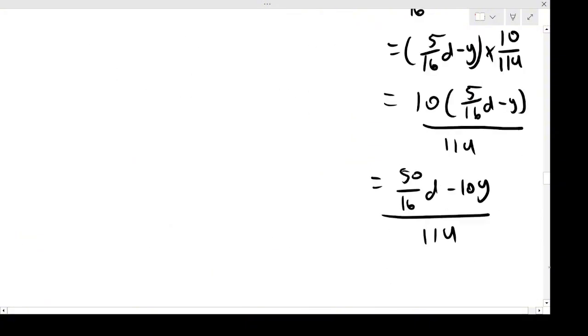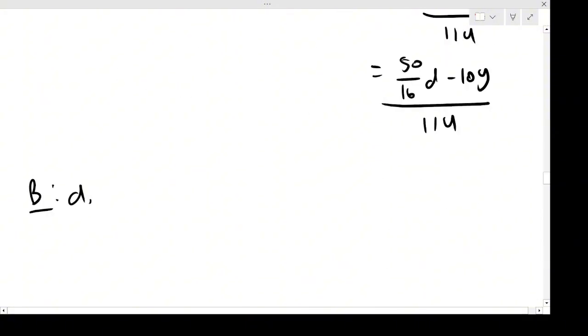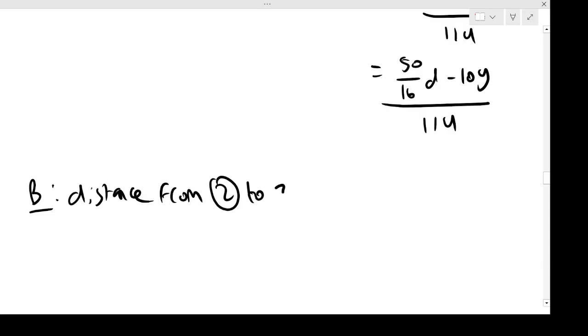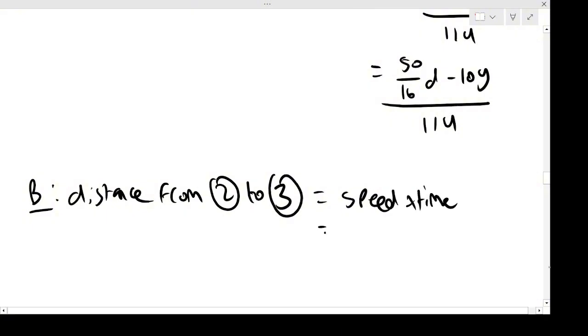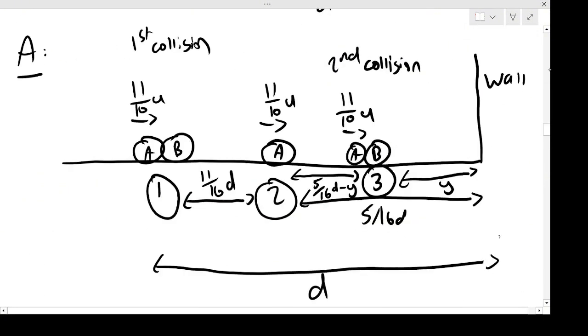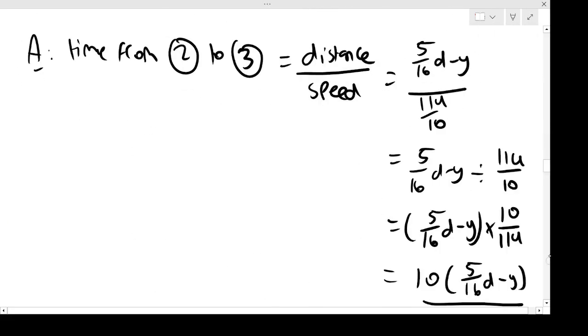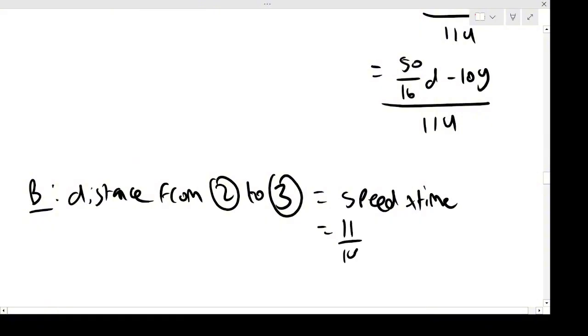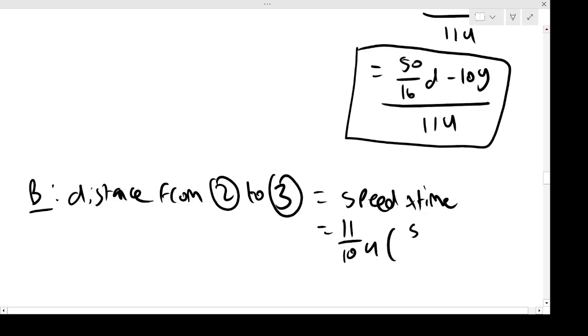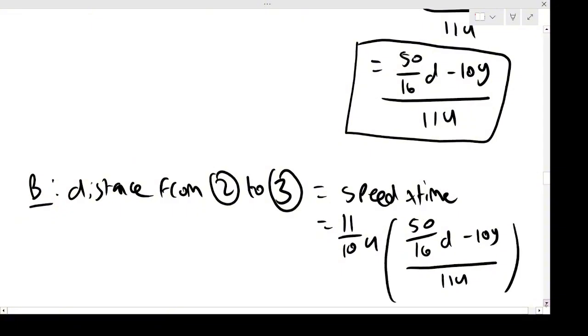So now if I consider B, the distance from point 2 to point 3 that B travels, well, again, that's going to be speed times time. The speed, again, if I remind you, the speed for B from point 2 to 3 is 11/10 u. And the time, well, it's the same time we worked out here. The time from point 2 to point 3 of 50/16 d take away 10y over 11u. Okay, it's quite a nasty expression, but let's deal with the algebra.